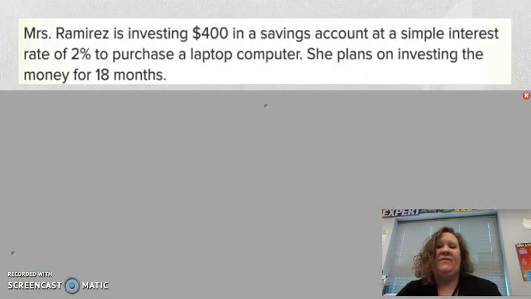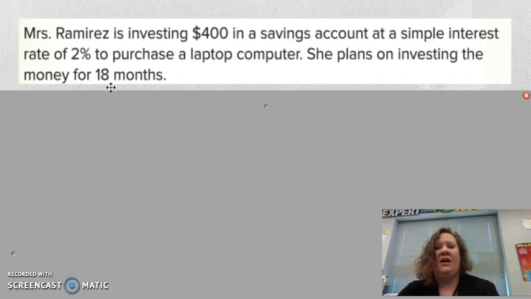Mrs. Ramirez is investing $400 in a savings account at a simple interest rate of 2% to purchase a laptop computer. She plans on investing the money for 18 months. We are just pulling out the information that we are going to use. $400 is going to represent the principal. That's how much she is investing. The 2% is the rate. Even though it says simple interest, it goes along with that word rate. So that is your rate.